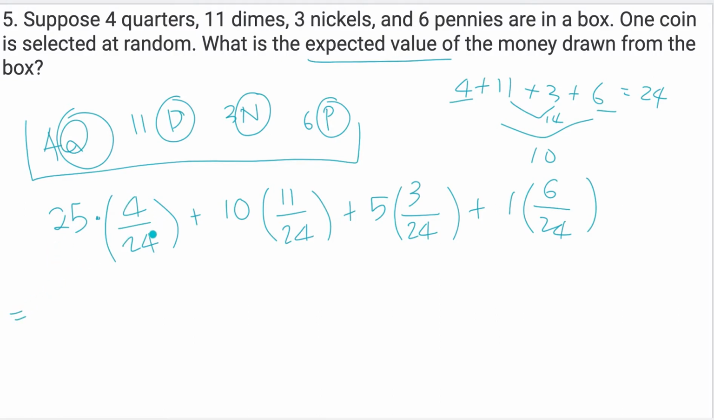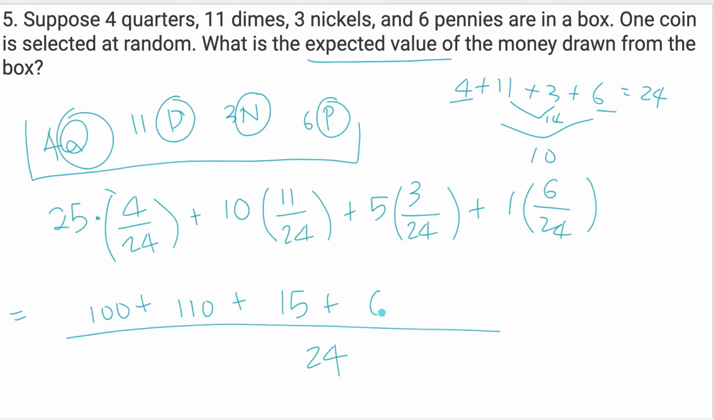I would not simplify here because in fraction addition, you need to have a common denominator. It's already a common denominator, so I will just multiply the numerators, okay, by keeping 24 as the common denominator. What's 25 times 4? It's 100. And you have 10 times 11, 110. 5 times 3, 15. 1 times 6, 6. So you have 210. And you have 21, so together that's 231, right?